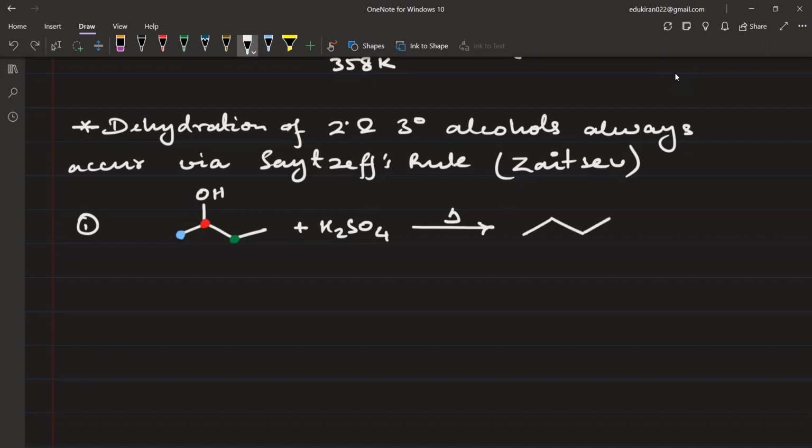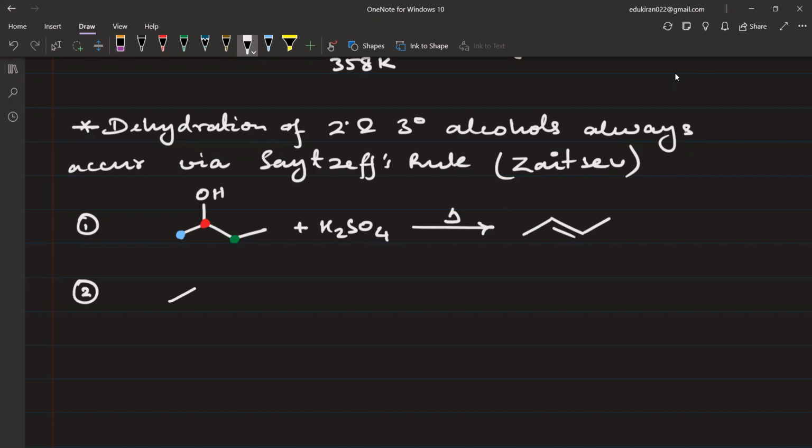Okay, this will be a major product, and in a very minute amount, you can also see the other. ये कभी लिखिएगा मत आप लोग, please. If they say that you have to write all the products, तब ये लिख सकते हैं. But generally वो पूछेंगे नहीं, they will only ask you for the major product. So this is the major product, according to Saytzeff rule, the more substituted alkene. Similarly, see here the next question.